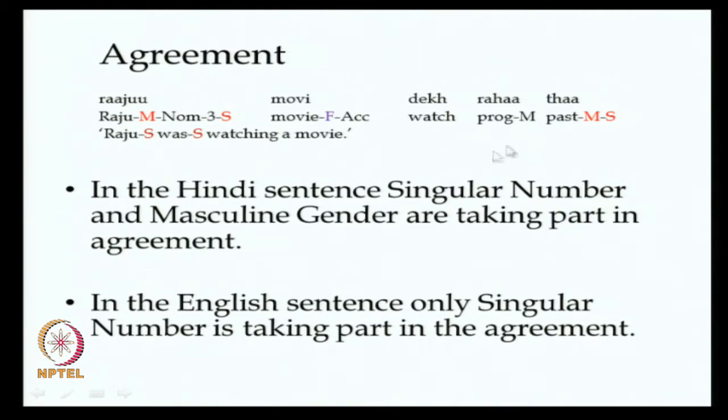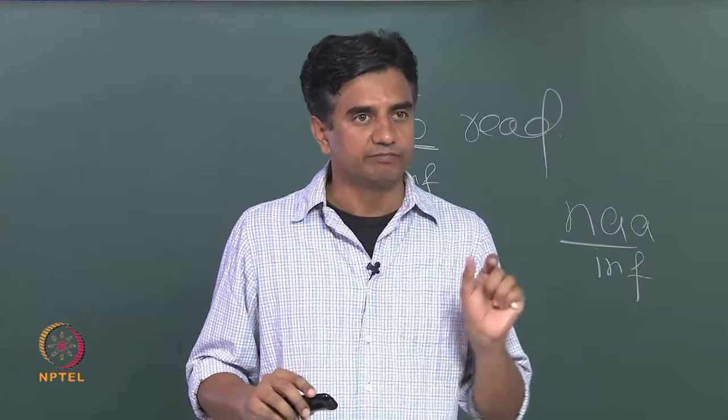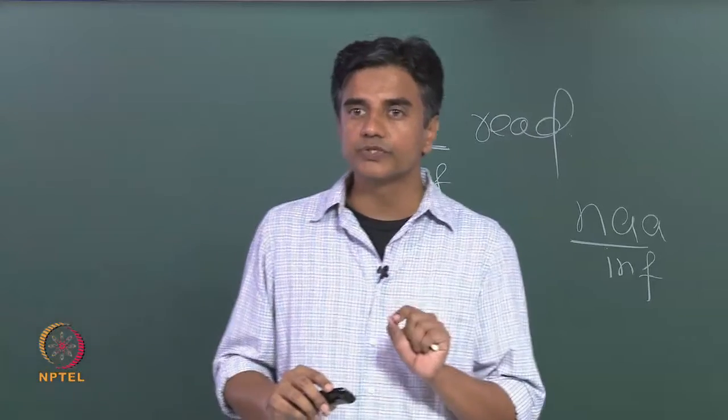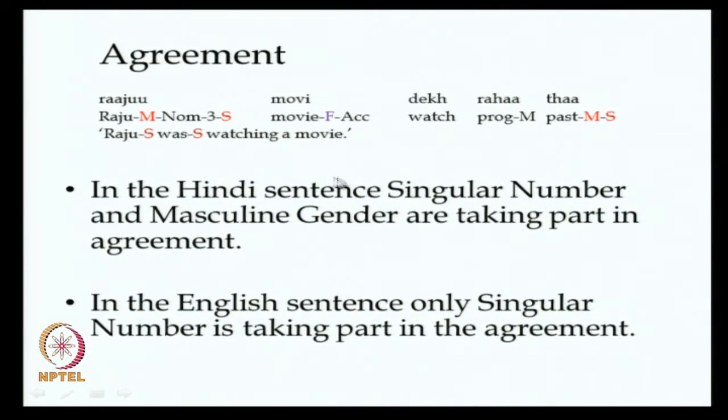Now, look at the verb. Dekh raha tha. The verb dekhna means to see or to watch. Right? Now, look at this part of the verb, raha tha. This is the part which shows the aspectual marker. In this particular case, it is progressive aspect or continuous aspect. And the last component, tha, is a tense marker on the verb. Now, the verb also carries masculine gender and singular number.